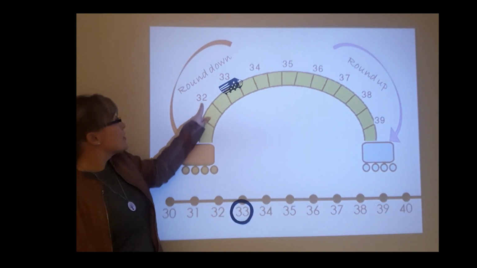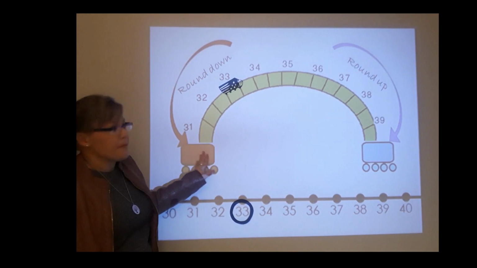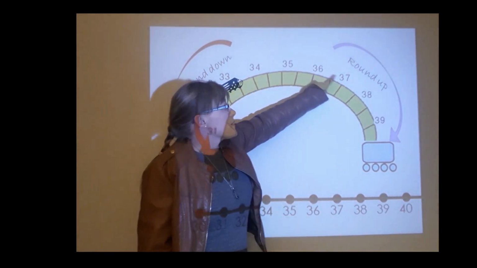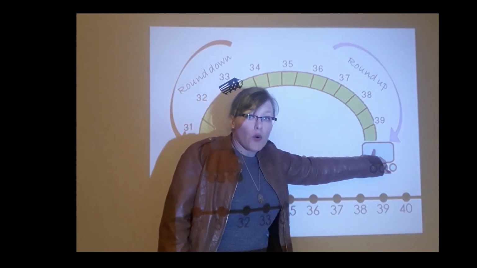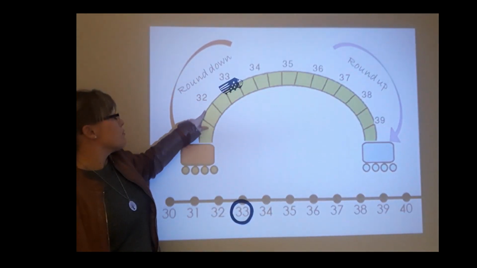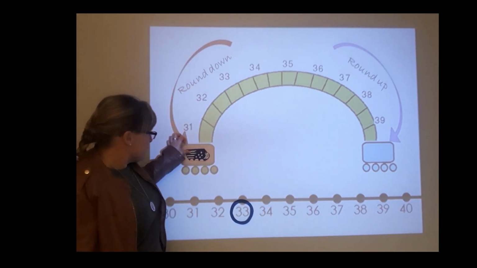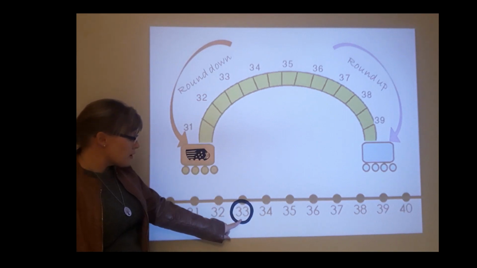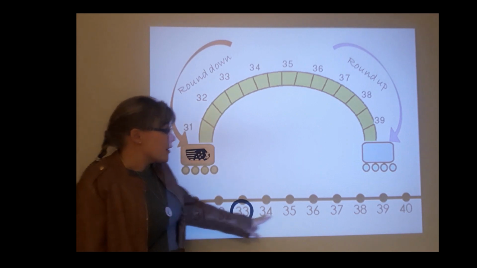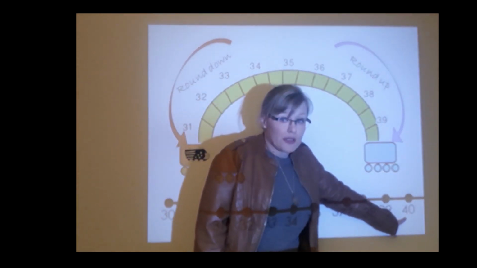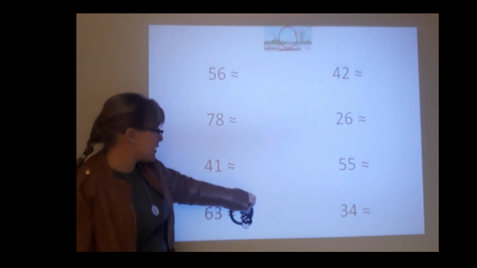If it ends in a 1, 2, 3 or 4, it will roll back down. But if it ends in a 5, 6, 7, 8 or 9, it will keep on rolling forward. So this roller coaster will roll back and land in 30. Right, if you have a look, 33 is closer to 30 than what it is all the way to 40. Yes. Alright, let's check.